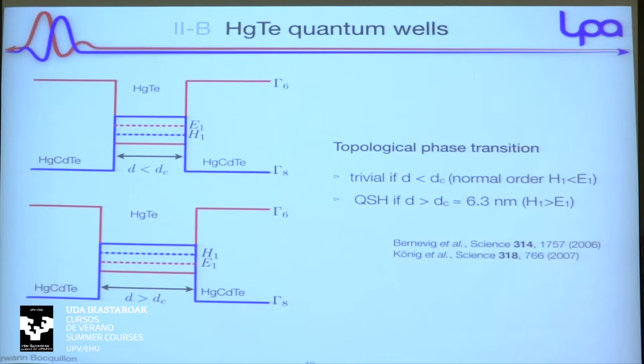And this is a very efficient way for us to probe whether the topology of our system has anything to do with what we measure. We simply grow two types of quantum wells, one thick one, one thin one, and we perform the same experiment. And I will show you that we've built these two samples and that they behave very differently.